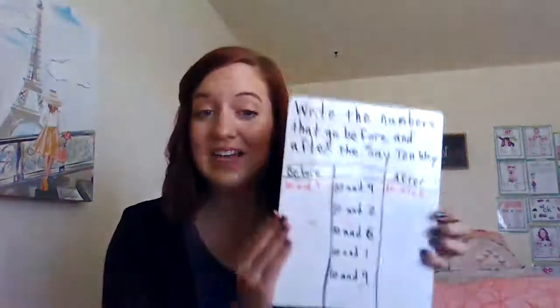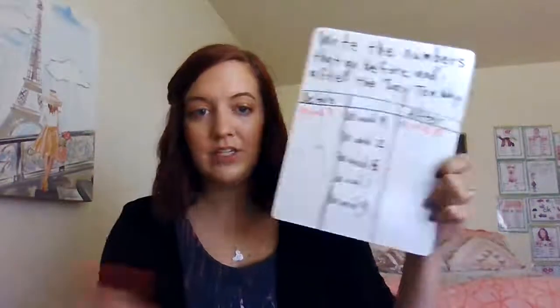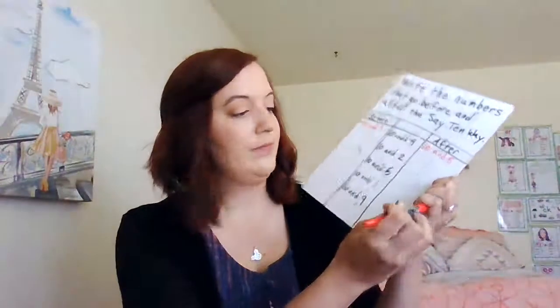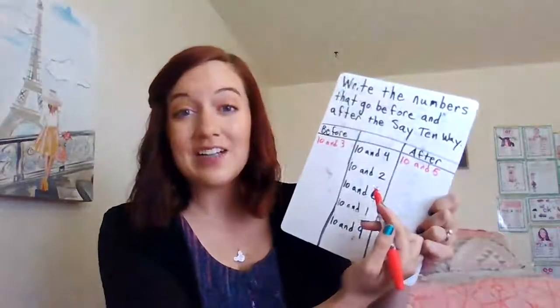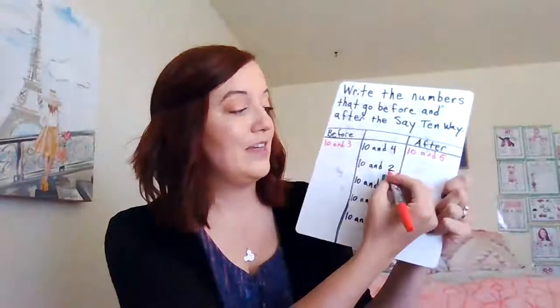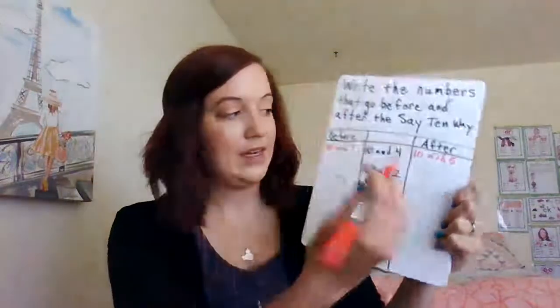Yeah. So before I jump into today's math question of the day, I'm going to quickly go over yesterday's math question of the day. So we had to write numbers the say 10 way that came before and after a number. So I'm just going to do this really quick with you. Right here we have 10 and 2. So yesterday I talked about how we can just really pay attention to the ones, the group of ones, and that's going to help us figure out what's going to come next.